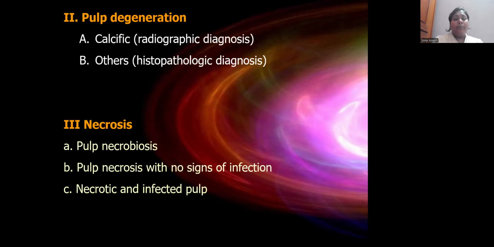And the remaining pulp degeneration can be of calcific or fibrous, which is revealed mainly in radiographic or histopathological diagnosis. And necrosis is also under the new edition. They have divided necrosis of the pulp into pulp necrobiosis, where partially pulp will be vital and partially non-vital, then pulp necrosis with or without signs of infection. So coming to the main inflammatory conditions, that is reversible and irreversible, what are the differences in the clinical presentation, radiological presentation, histopathological presentation, and treatment part, that we'll be discussing in this session.